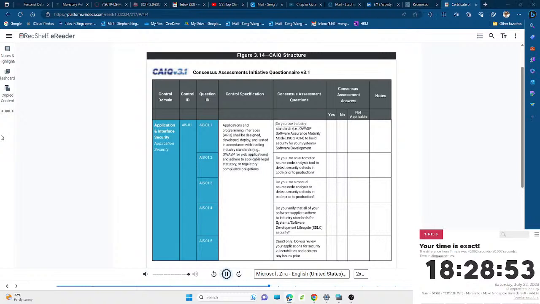Do you use industry standards, i.e., OWASP Software Assurance Maturity Model, ISO 27034, to build security for your system/software development? Do you use an automated source code analysis tool to detect security defects in code prior to production? Do you use a manual source code analysis to detect security defects in code prior to production? Do you verify that all of your software suppliers adhere to industry standards for systems/software development lifecycle, SDLC, security? SaaS only, do you review your applications for security vulnerabilities and address any issues prior?